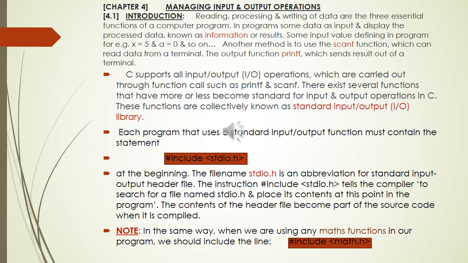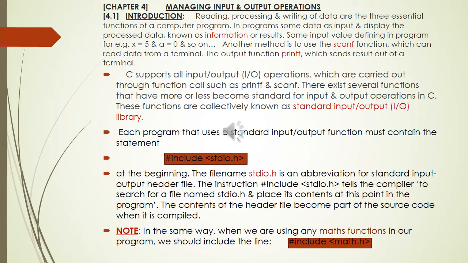So you can assign the value directly, like x is equal to 5, a is equal to 0 at the time while writing the programs, or you can use the scanf function. This is the input function, and one more function is the output function, which is the printf function, which sends result out of terminal. C supports all input and output operations which are carried out through function calls such as printf and scanf.